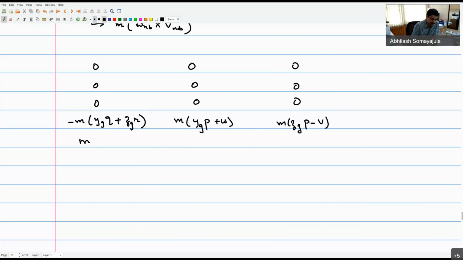Similarly, this will be m times xg q minus w. This will be minus m zg r plus xg into d.